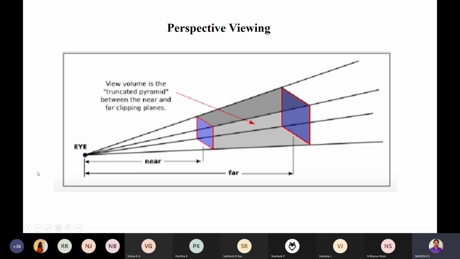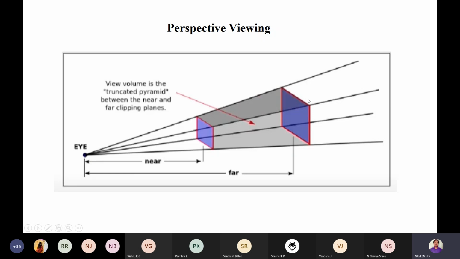It's the same thing. See, so this is our eye, nothing but the center of projection. Whatever we are sitting here, we are observing the object here. So this is called the view volume. Whatever volume is present in between, in the projection plane, that is called the view volume. These are called projection lines.